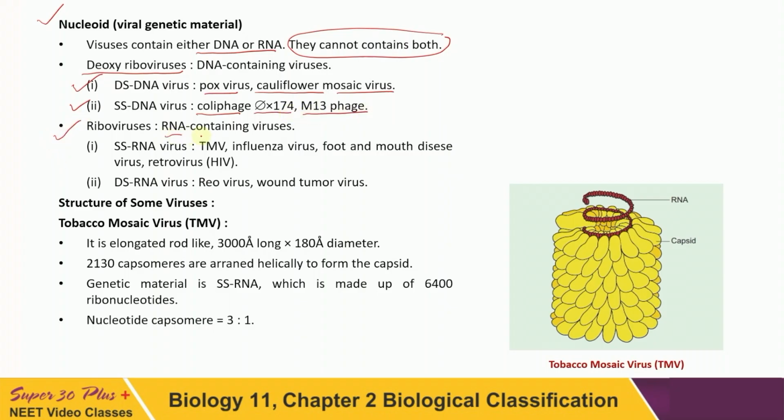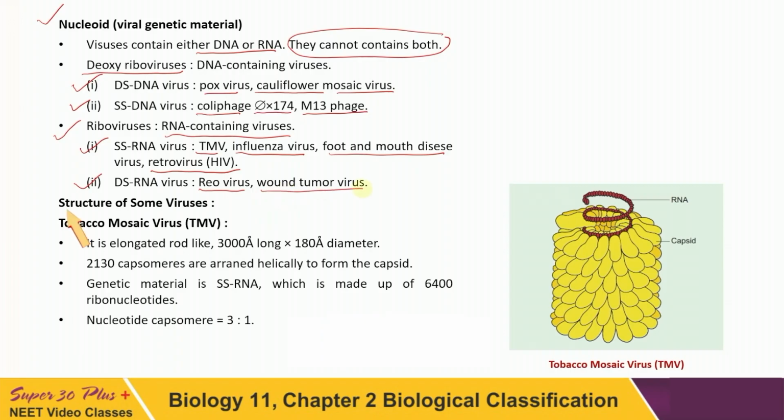In riboviruses, the genetic material is RNA. Single-stranded RNA viruses are TMV, influenza virus, foot and mouth disease virus, and retrovirus, that is HIV. Viruses may also have double-stranded RNA, as in the case of reovirus and wound tumor virus.